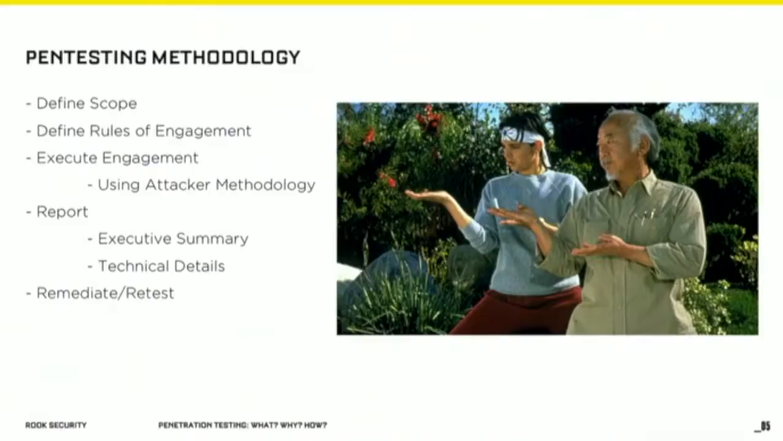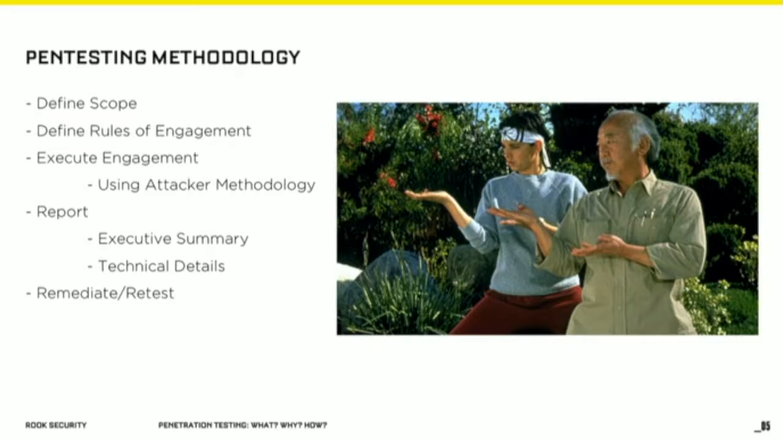The scope is to make sure that, yes, this application, this subnet or network is in scope. That's what I'm going to target. This office building, these employees are not in scope. If we start targeting them, that's illegal. Rules of engagement, same kind of thing. We are going to perform application testing, we are going to perform network testing, but we're not going to perform social engineering, or we're not going to try to get physical access to your office and plug in a USB to your data center, those kinds of things.